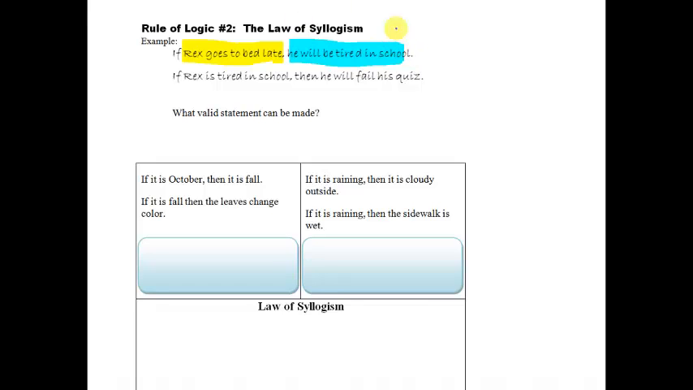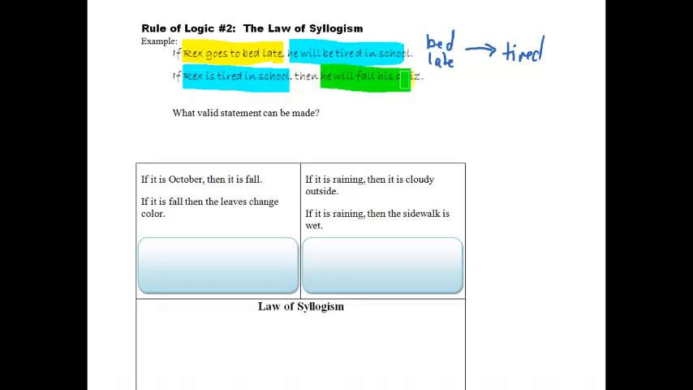And let's write that out. Rex goes to bed late, and that leads to he's tired at school. Now the second statement is also an if-then form, but notice this. The hypothesis of this one, Rex is tired in school, that matches the conclusion of the first one. And then that leads us to a new conclusion. He will fail his quiz. So if we summarize that in a chart, we're looking at tired leads to failing a quiz.